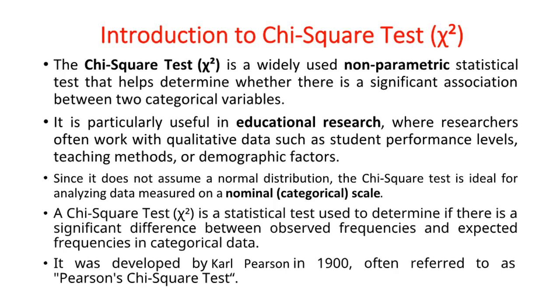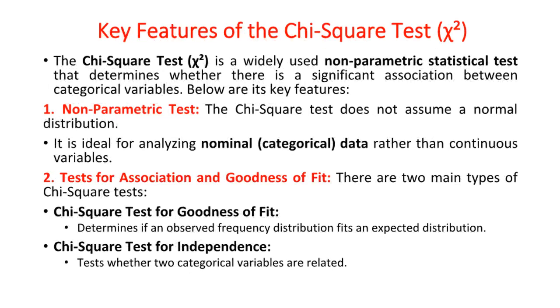It was developed by Karl Pearson in 1900, often referred to as Pearson's chi-square test. Key features of the chi-square test. The chi-square test is a widely used non-parametric statistical test that determines whether there is a significant association between categorical variables. Below are its key features. 1. Non-parametric test. The chi-square test does not assume a normal distribution. It is ideal for analyzing nominal, categorical data rather than continuous variables.